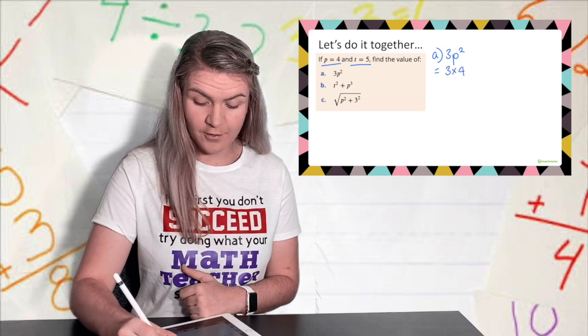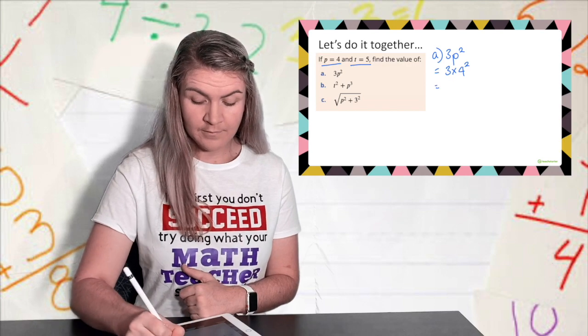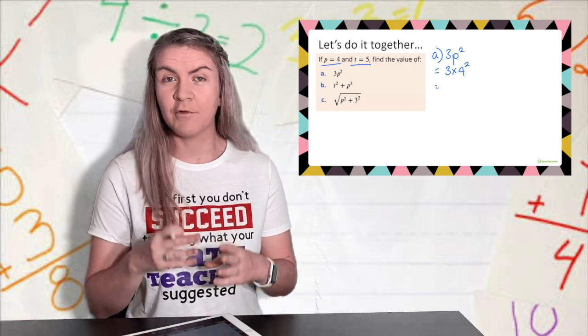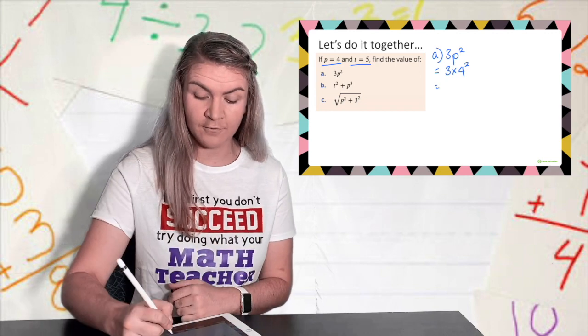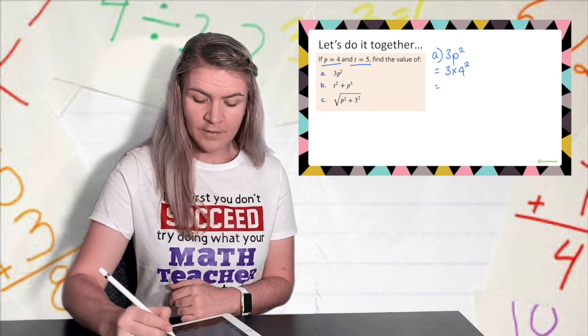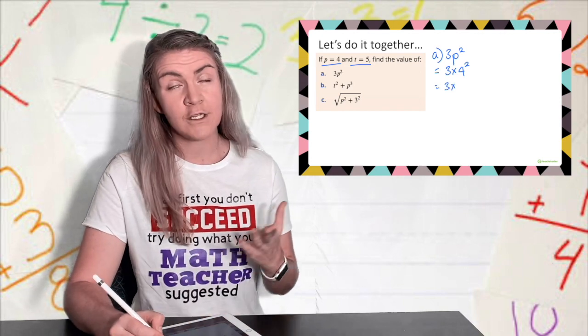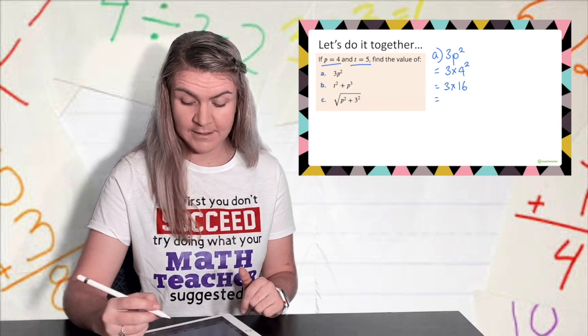3 times 4, but that p was squared, so now it's 4 squared. See, exactly the same. We're replacing the p, we're not getting rid of that squared, it's going to stay there, and now we just solve. Remember, we do our squares first. So 4 times 4 equals 16, and 3 times 16 is 48.